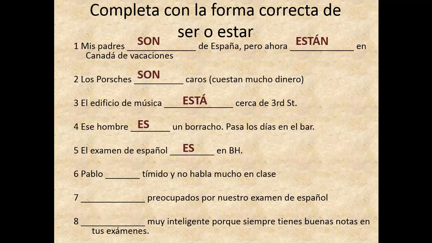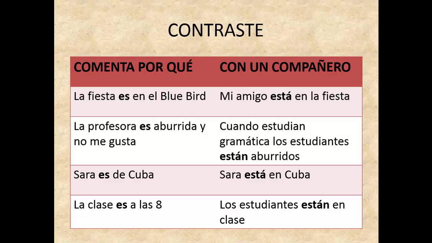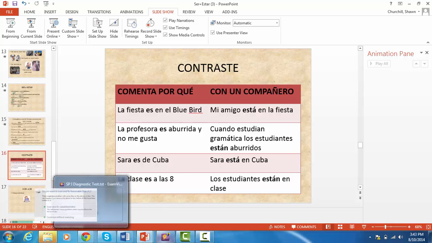El examen de español es en BH. Pablo es tímido y no habla mucho en clase. Estamos preocupadas por nuestro examen de español. Eres muy inteligente porque siempre tienes buenas notas en tus exámenes. So right now, stop the video, write down the correct form of ser and estar, and tell me why I used it in that particular situation. Pues, we're done. I'll see you next time we meet.